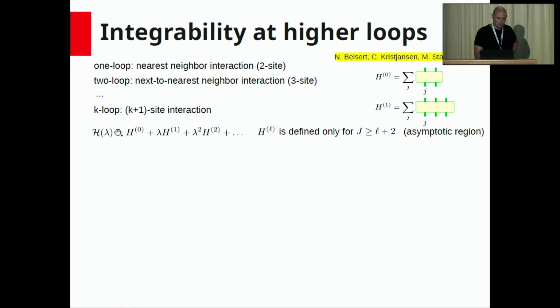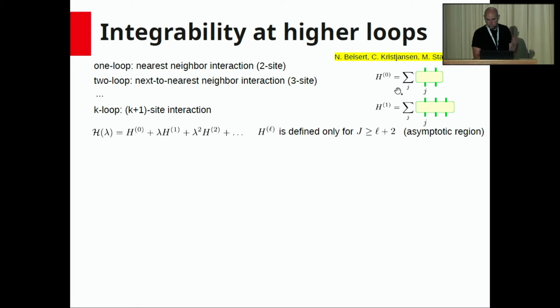As I mentioned, the dilatation operator can be written as a series expansion. The interaction range of the Hamiltonian grows with the order of the coupling constant, and I use the notation H_L for the order L in lambda, and this H_L is a Hamiltonian with interaction range L plus 2. Clearly, this Hamiltonian is defined only for lengths which are bigger than the interaction range. So this is the asymptotic region for this order of the perturbation theory.